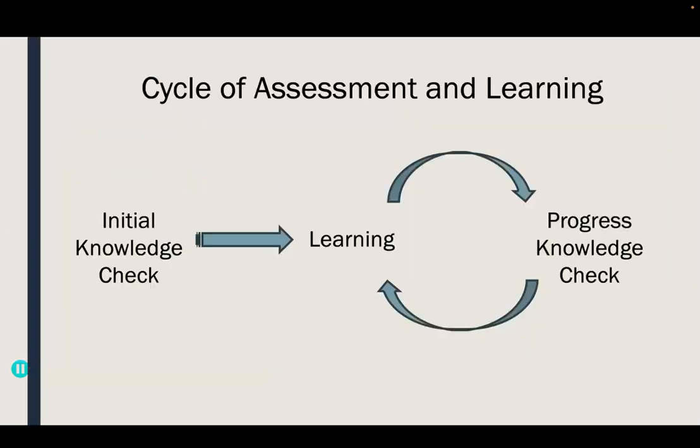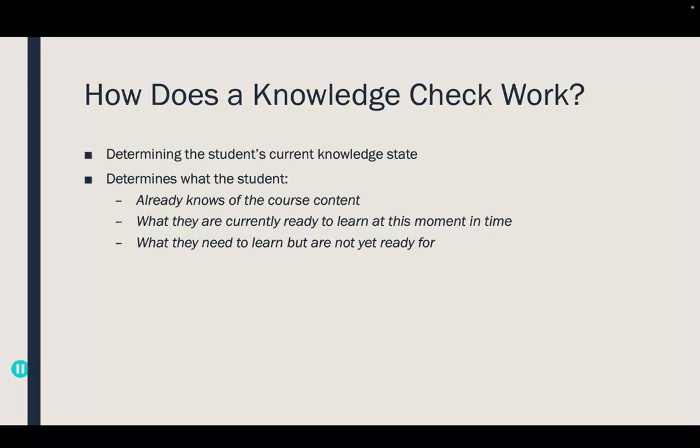The adaptive side of ALEKS works through a cycle of assessment and learning. Students take an initial knowledge check, which will in turn personalize their learning path through their series of modules created by the instructor. And then throughout the course, they'll be prompted with progress knowledge checks to ensure retention of their learning and to continually personalize the modules to meet their needs. This cycle creates space for students to continue to grow and expand their learning.